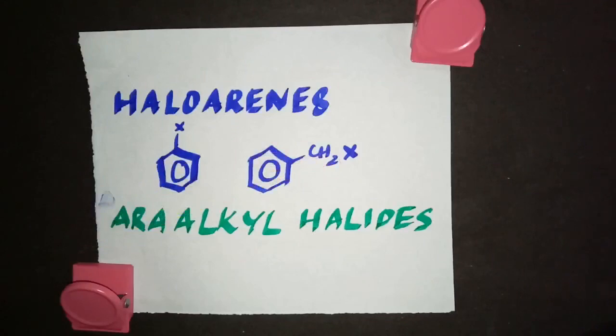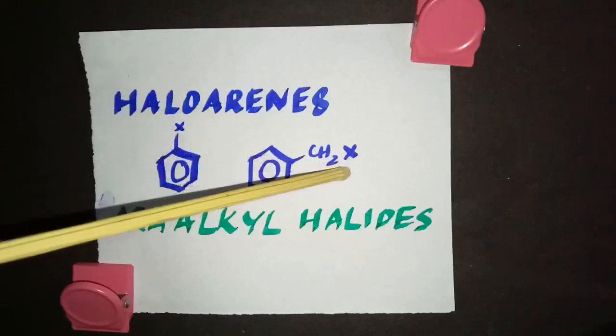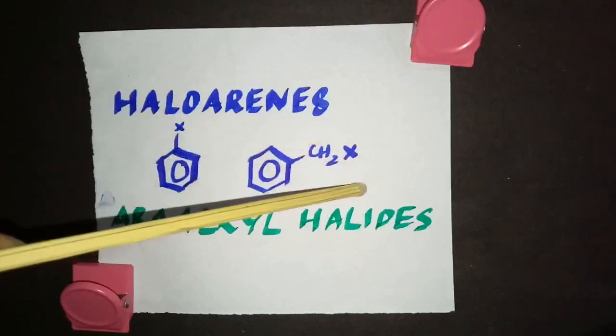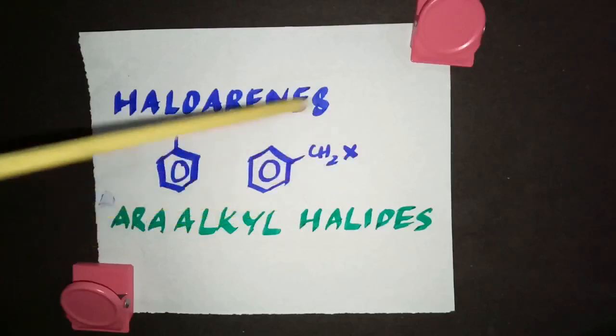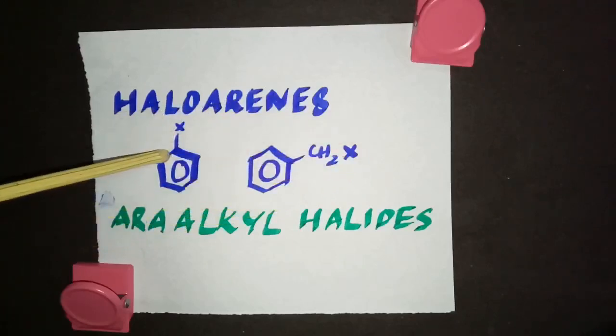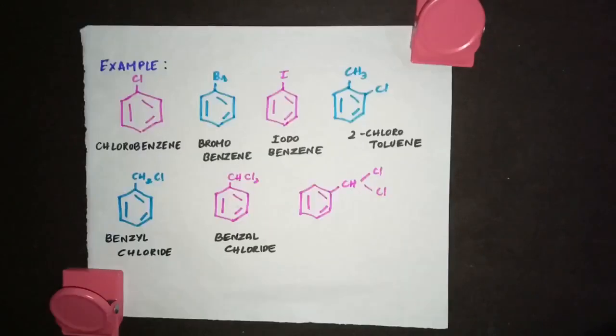Actually, we call them side chain substituted halogen derivatives because one or more hydrogen atoms of the alkyl side chain is replaced by a halogen atom. Here, directly a halogen atom is attached to the benzene ring. So that's what we are going to see today: the compounds haloarenes and aralkyl halides and their properties. Now let's see a few examples of these haloarenes and aralkyl halides.